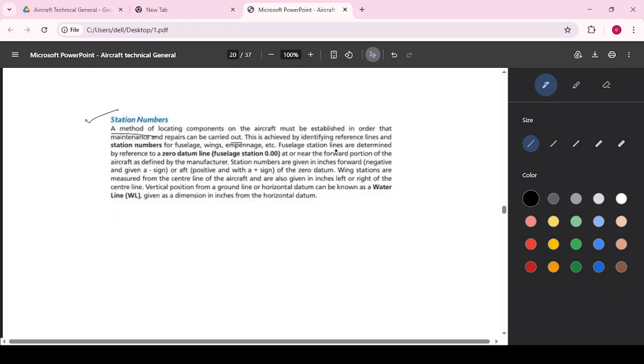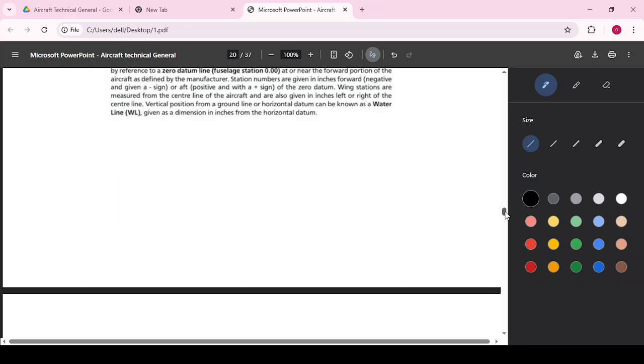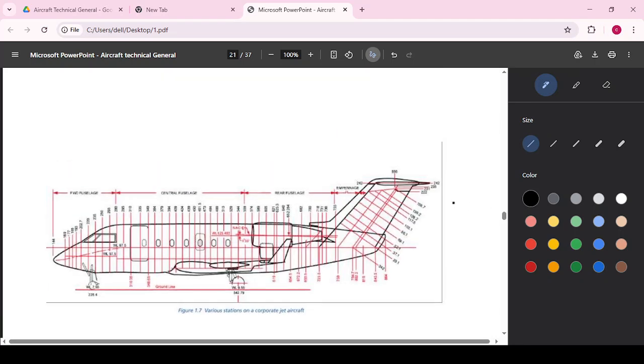Fuselage station lines are determined by reference to a zero datum fuselage station. We can see where the zero datum is for this aircraft. This is the zero datum in the front. In the front we can see the zero datum, and here the station numbers are increasing.